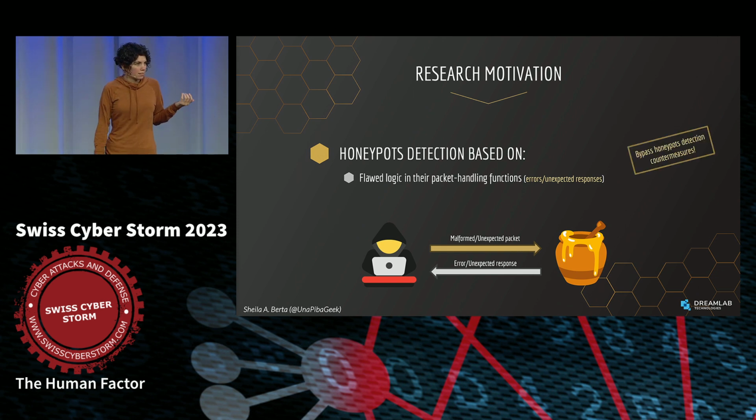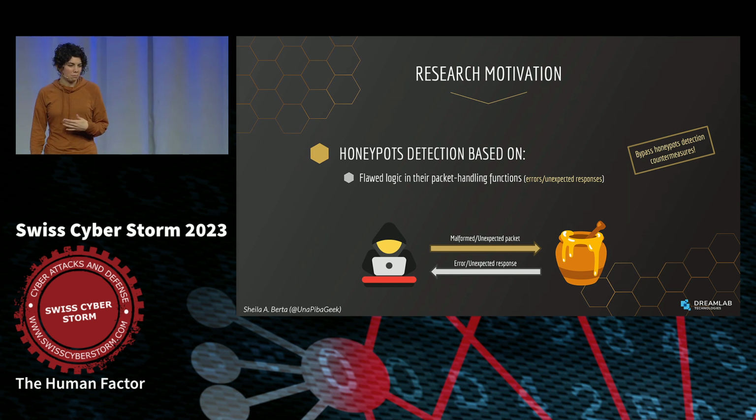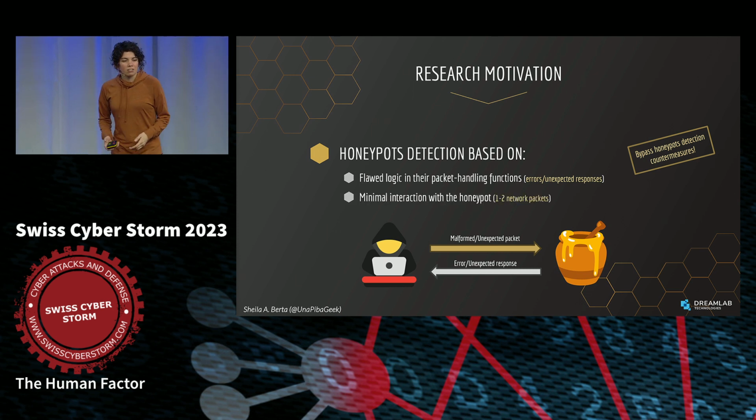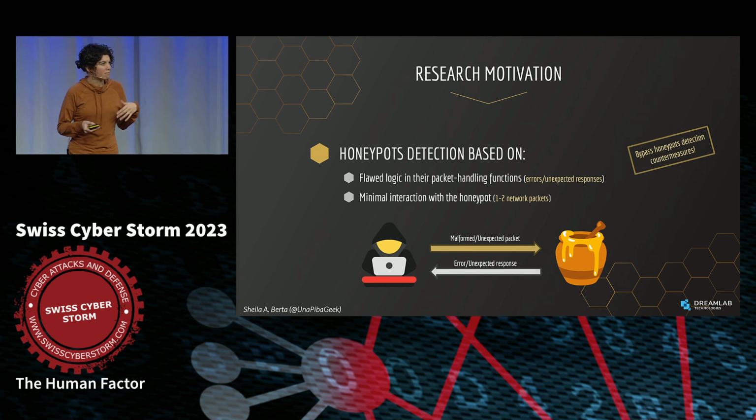This will help to bypass the countermeasures that we saw before, because it doesn't matter if you customize the banner, the certificate, the static response of a command, because this is a flawed logic issue in the honeypot. So you might need to patch the honeypot code to fix that, and that might be much more complicated. And also, I limited myself in this research to a minimal interaction with the honeypot, only 1 or 2 packets, because after all, it's a trap. We don't want to interact too much with it, right? So I wanted to identify some flawed logic in the first packet, in the first connections. Also because I wanted to run a large-scale analysis. The fewer the interactions, the faster it's going to be.